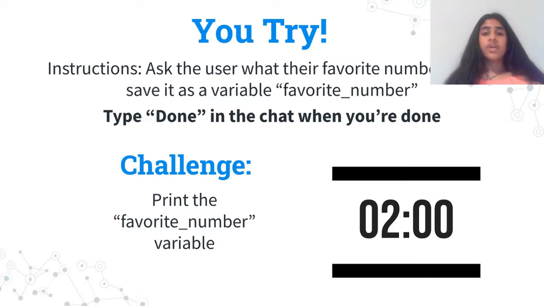Let's do the try. So ask the user what their favorite number is and save the variable as favorite underscore number. Do not make them two separate words because that will make the program confused. It's better to just leave it all as one word, which you can do by doing favorite underscore and the number. The challenge is to print the favorite underscore number variable. So whatever the user put in, you would have to print that out.